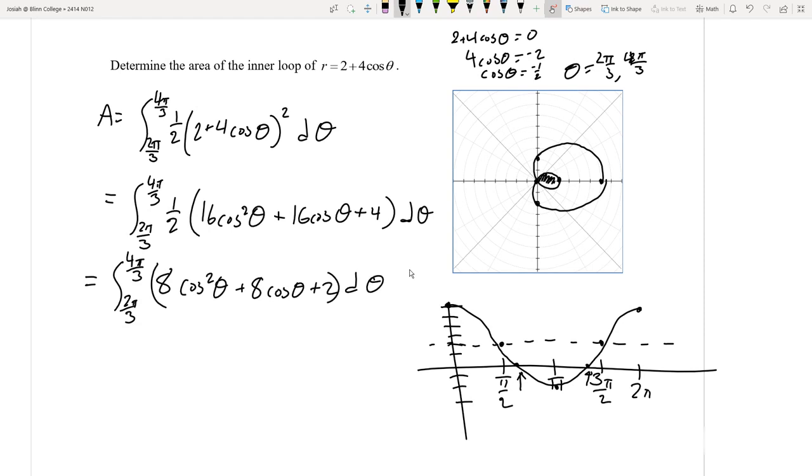And so this does also go back to where we were dealing with trigonometric integrals, right? We are going to have to do a power reducing formula on this guy. So we'll go ahead and start working with that.